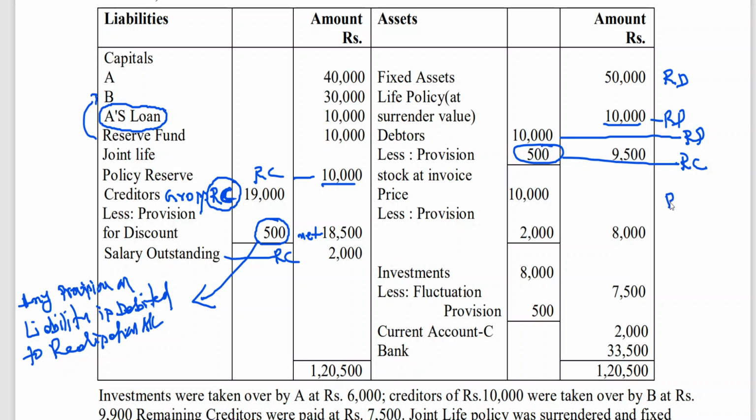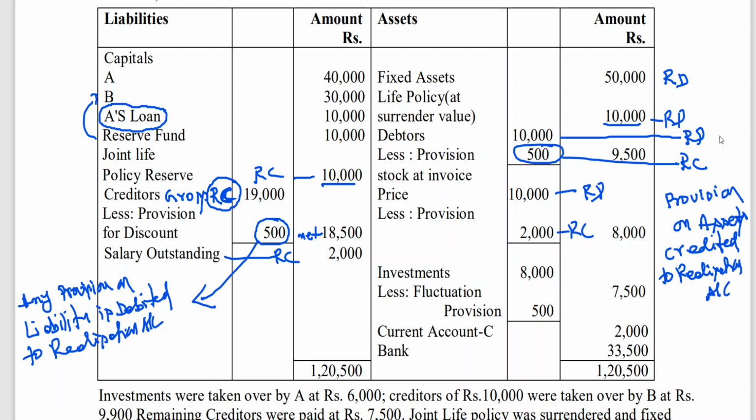Provision on assets is credited to the realization account. Okay. Stock at invoice price 10,000, less provision. Again, this is realization account debit side. This is realization account credit side. Okay. Investments, realization account debit side. Fluctuation provision, realization account credit side.